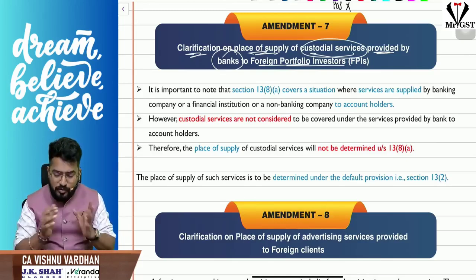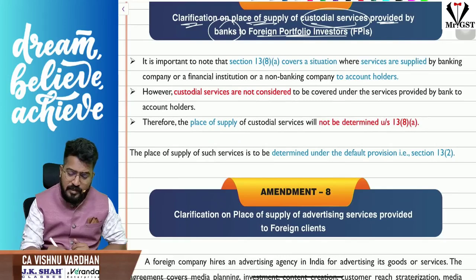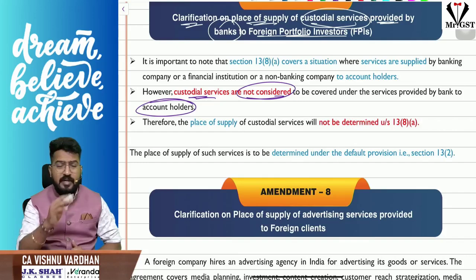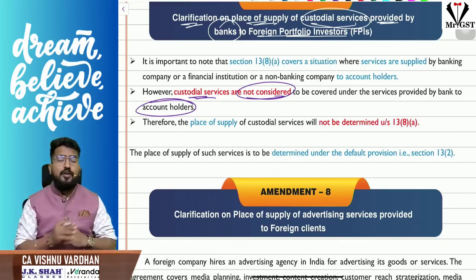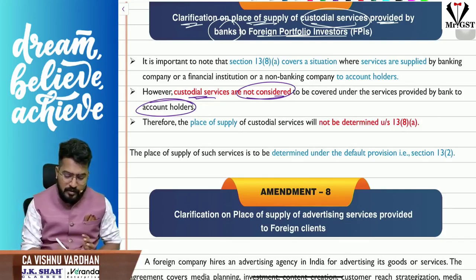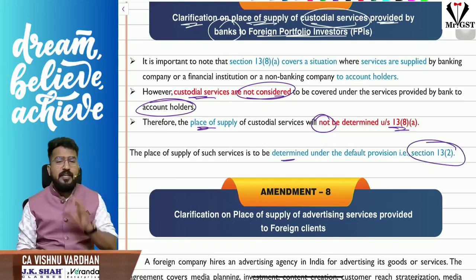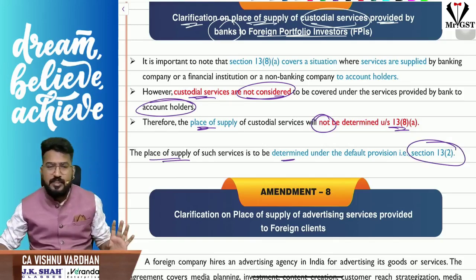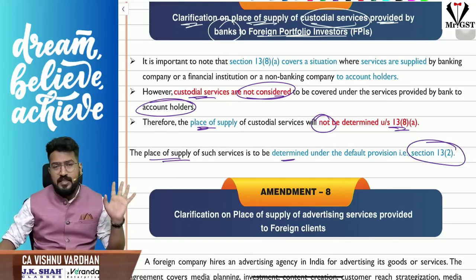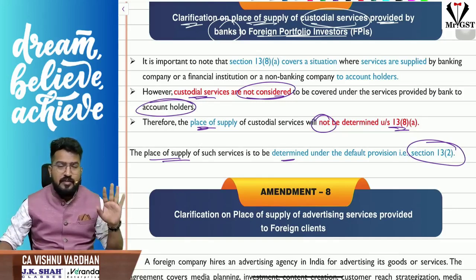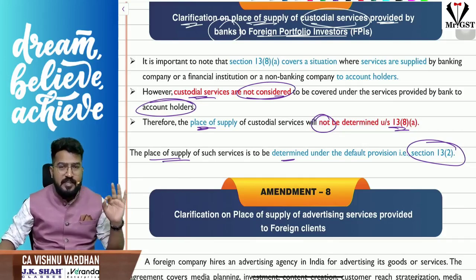Okay, if you remember. So here, sir, the department has clarified that whatever services are provided by banks in the name of custodial services cannot be treated as services provided to account holders, because these foreign portfolio investors are not account holders in the banks. So place of supply will not fall under 13 subsection 8. Please go with the general rule. Determine the place of supply as per section 13 subsection 2 itself. Don't come to section 13 subsection 8. That is what they are telling us. In simple words, banks providing services to foreign portfolio investors is not service to account holders. They are not account holders. So place of supply will not be as per section 13 subsection 8 but as per 13 subsection 2, the general rule.